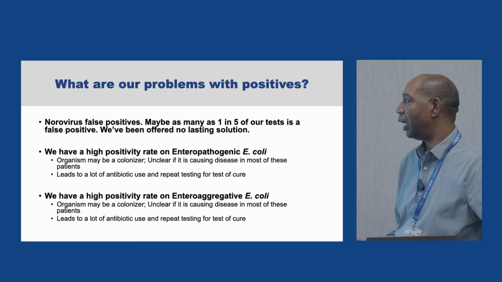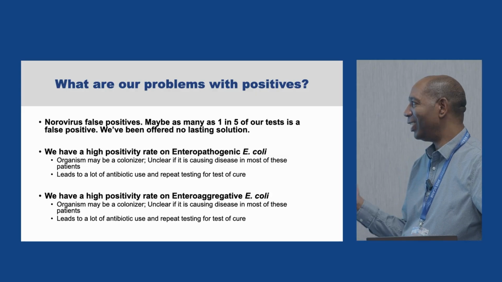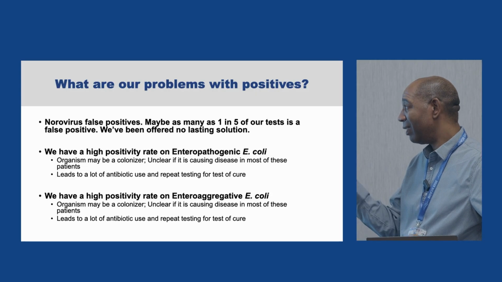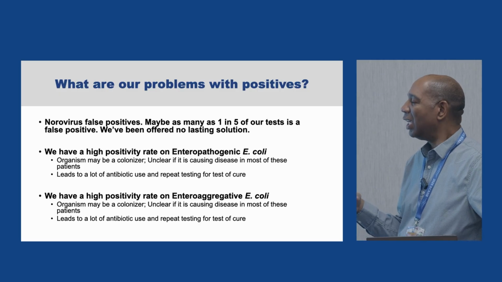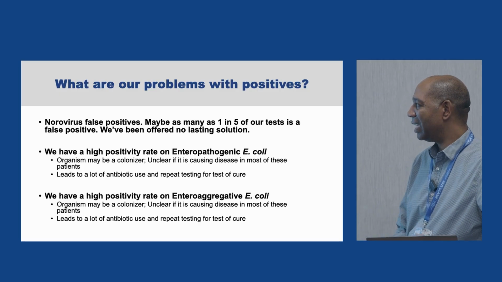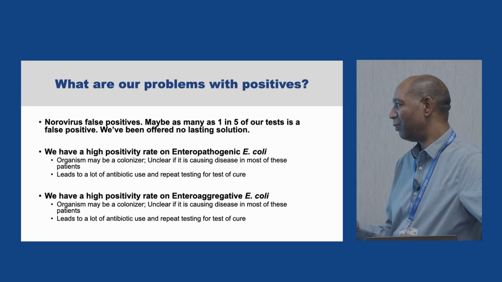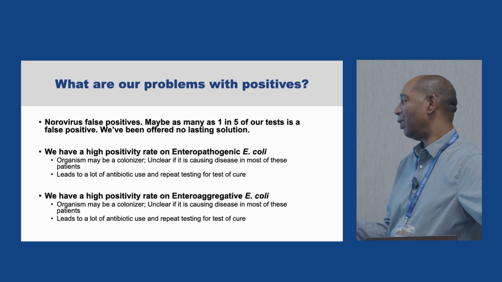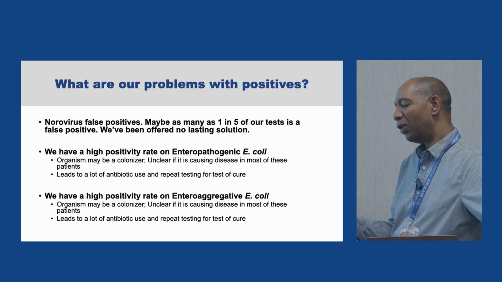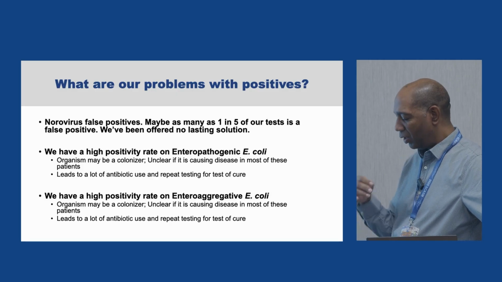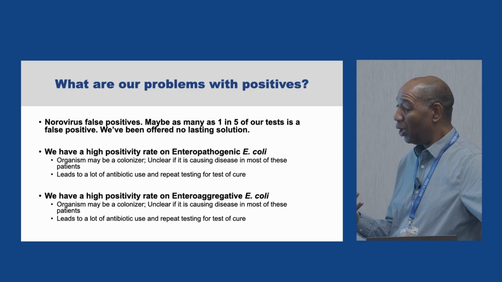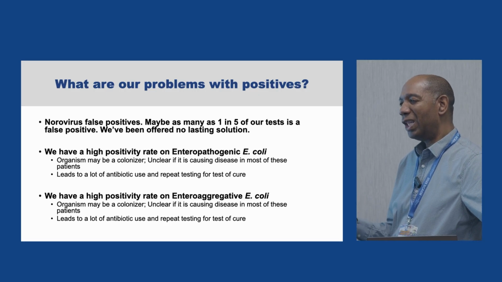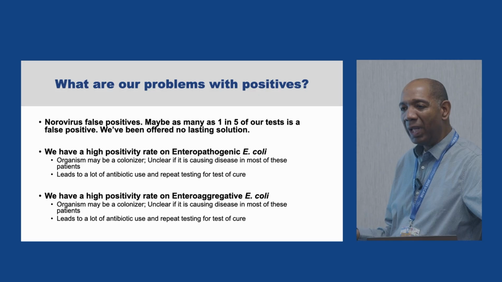We do have other problems. As I said, we think maybe 1 in 5, 1 in 6 of our noroviruses are false positives. Right now, we don't have a lasting solution, which is why we're searching for other solutions. The enteropathogenic and the enteroaggregative E. coli, when we report things, we want to know that the answers in themselves are reliable.